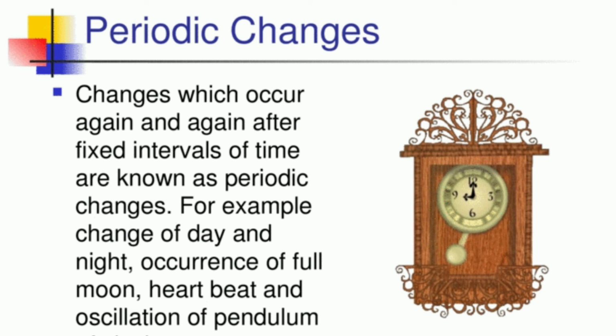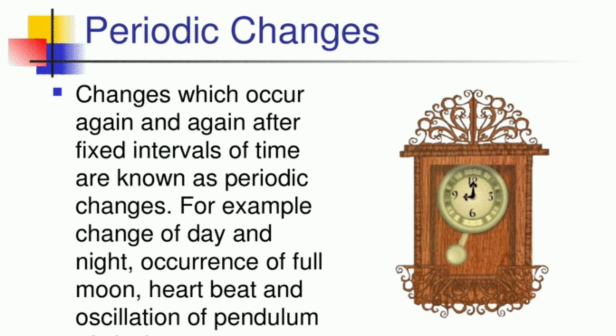One more example, a heartbeat. We all know the heartbeat as lub dub, right? So once we hear the lub sound, then the dub sound will come. After dub, lub dub again. So like this, a continuous cycle will be there. Next, coming to non-periodic changes.